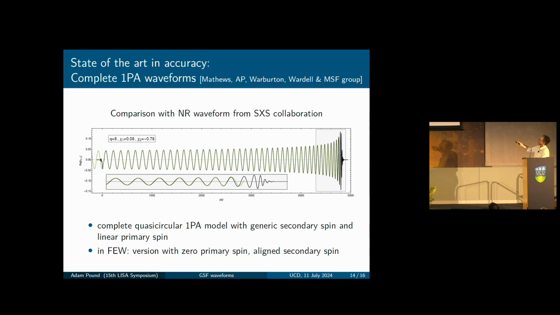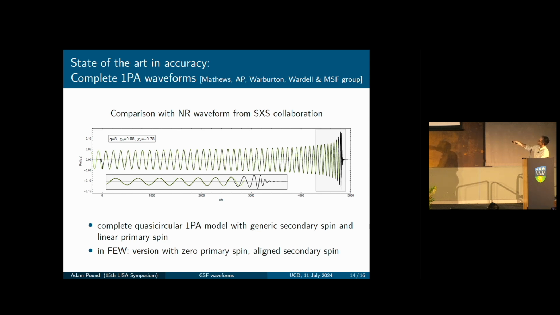Here I'm comparing against the numerical relativity waveform in black. This is for a mass ratio of 8, so not an EMRI at all, but there don't exist, and there will very likely never exist in our lifetimes, EMRI waveforms from NR. So this is the thing we can compare against. It's much more in the comparable mass regime. So mass ratio 1 to 8. As I said, in black, this is the numerical relativity waveform, which we can treat as roughly exact. And in green is our 1 PA waveform.